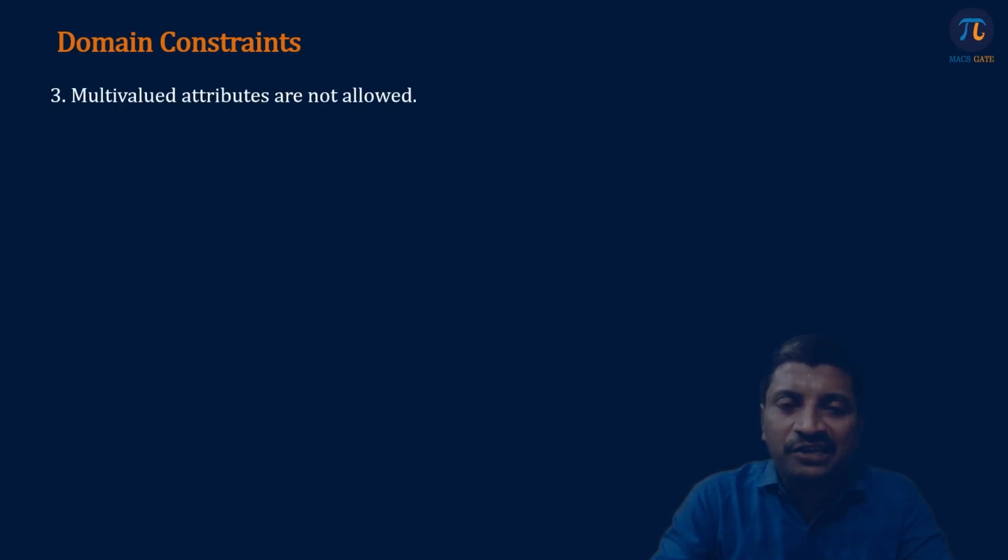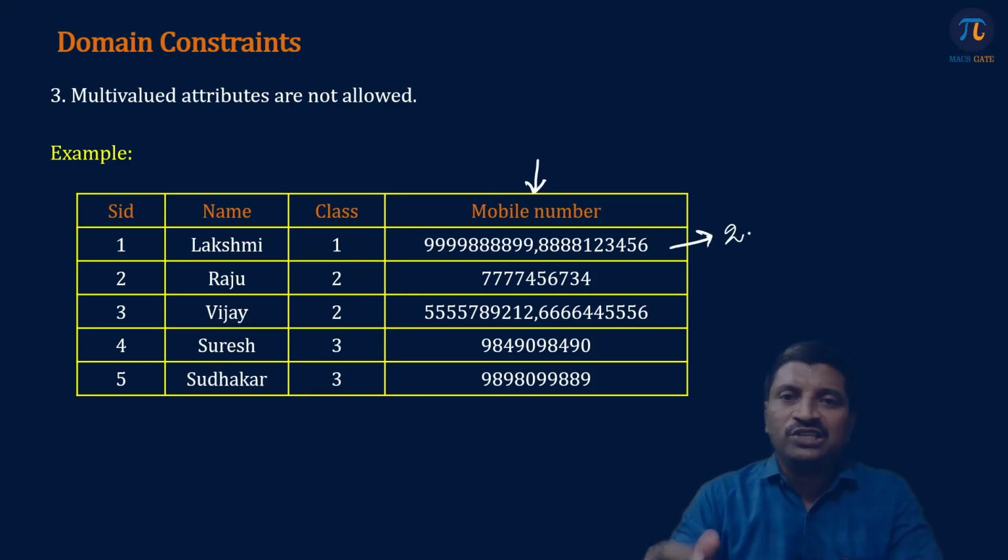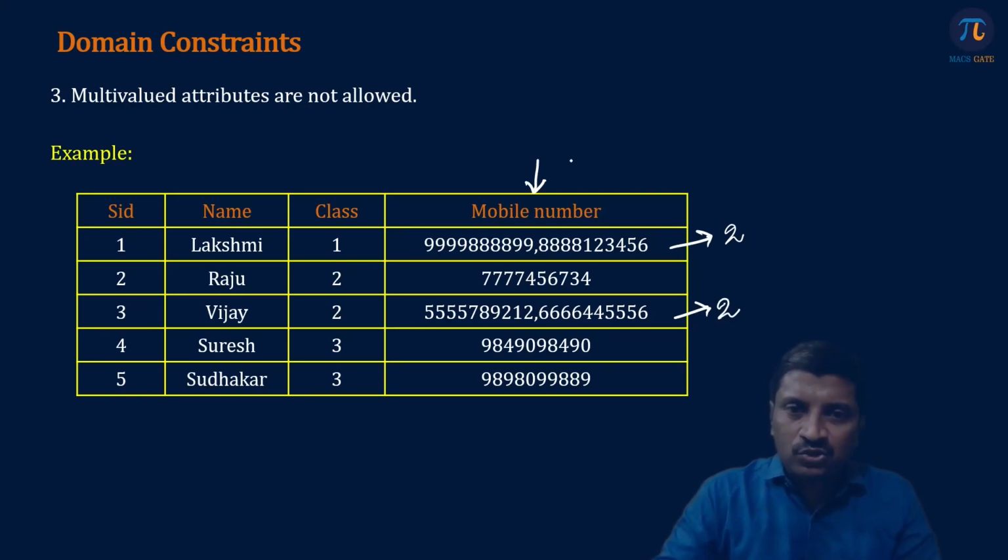The next one is multi-valued attributes are not allowed. What is meant by multi-valued attribute? For any attribute, if at least one of the record is having more than one value, then that particular attribute is called multi-valued attribute. For example, suppose we have a relation with 4 attributes: SID, name, class, and mobile number. Come to the attribute mobile number. For the attribute mobile number, the first student or the first record is having 2 mobile numbers. So it is having multi-values for that attribute. And similarly, even the third record is also having 2 values. So mobile number is an example of a multi-valued attribute. This type of attributes are not allowed.